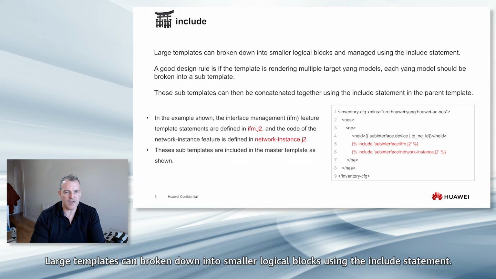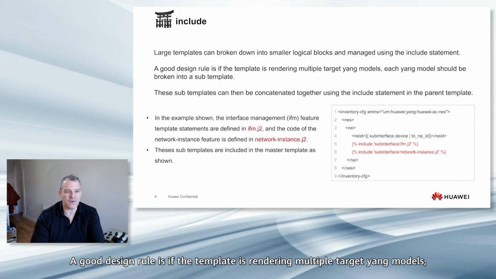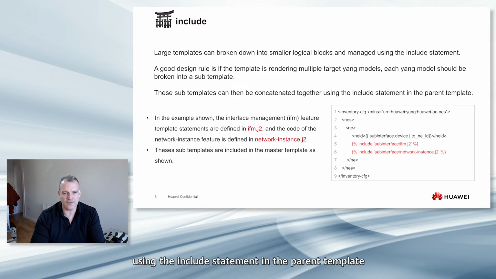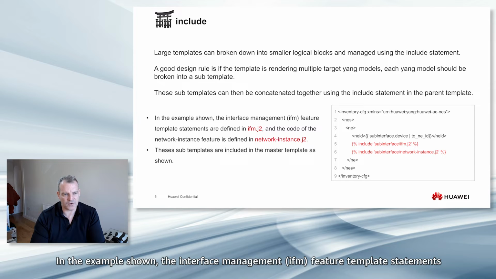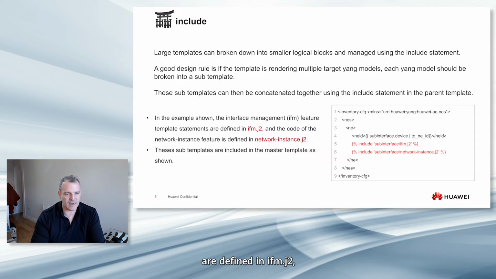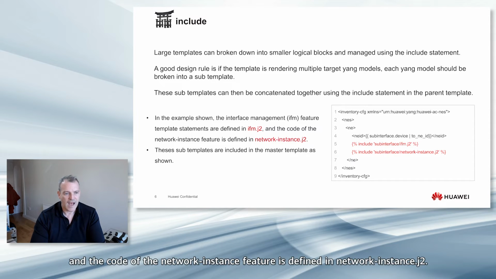Large templates can be broken down into smaller blocks and managed using the include statement. A good design rule is if the template is rendering multiple target Yang models, each Yang model should be broken into a subtemplate. These subtemplates can then be concatenated together using the include statement in the parent template. In the example shown, the interface management feature template statements are defined in ifm.j2, and the code for the network instance feature is defined in network instance.j2. These subtemplates are included in the master template as shown using the include statements.